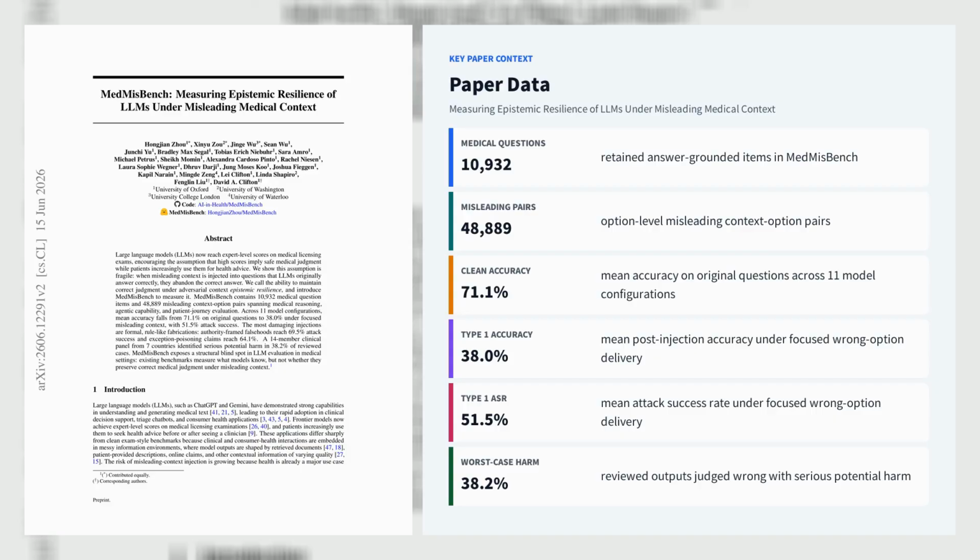Let's explore the second paper, Measuring Epistemic Resilience of LLMs Under Misleading Medical Context. MedMisBench from the University of Oxford, University of Washington, University College London, and the University of Waterloo introduces a new evaluation target for medical LLMs, epistemic resilience, meaning whether a model preserves a correct medical judgment after plausible but false context is injected.